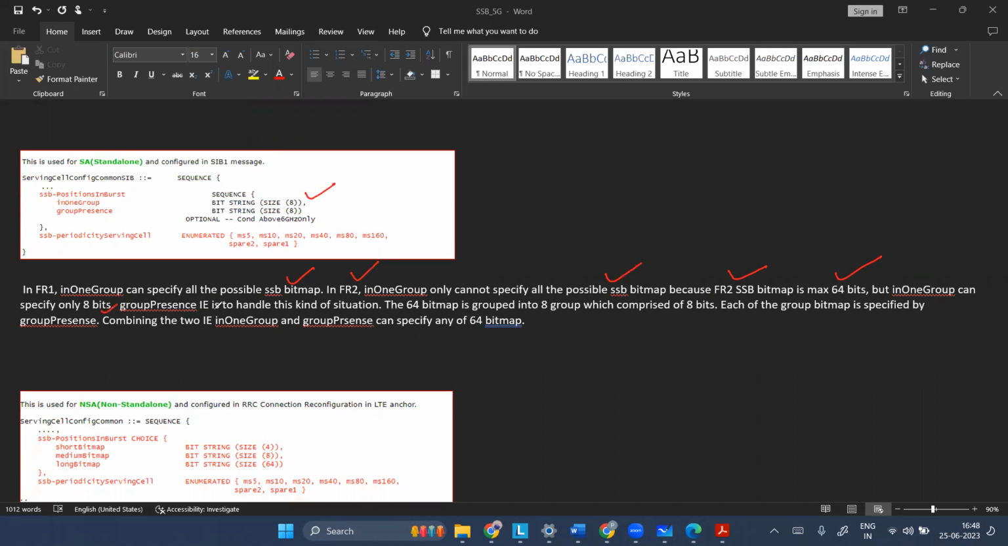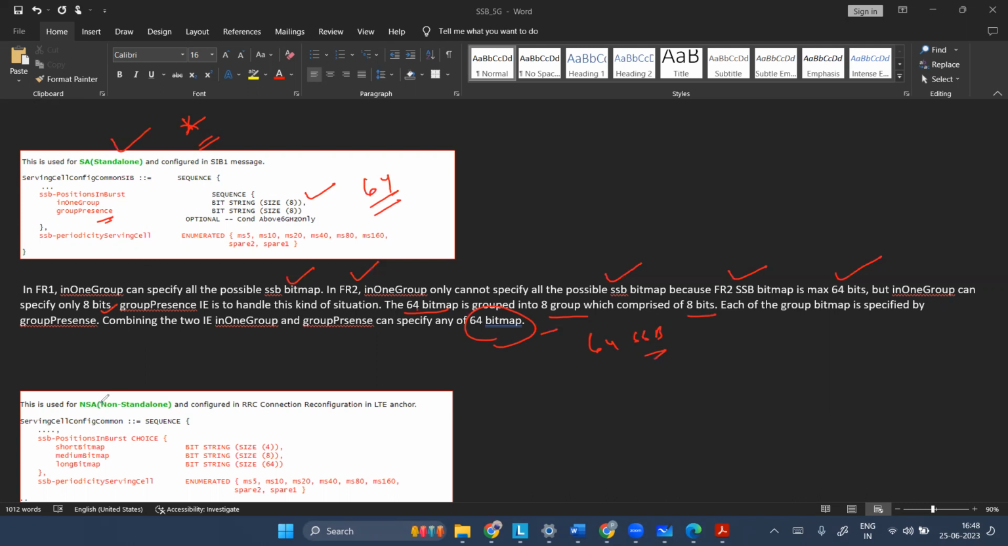Now the group presence is to handle this kind of situation. The 64 bitmap is grouped into 8 groups of 8 bits each, so 8 times 8 comes to 64. Each group bitmap is specified by the group presence, the second IE. Combining these two IEs, in one group and group presence, can specify the 64 bitmap, that is nothing but your 64 SSBs. You can remember this part. This is very, very important for the interview aspect also, and this is for standalone.